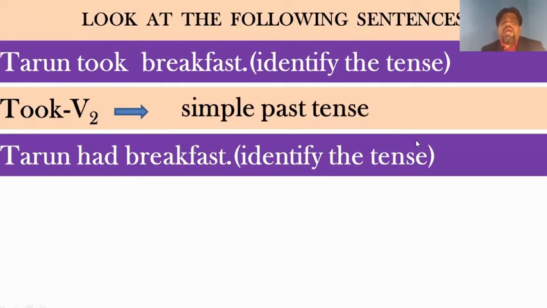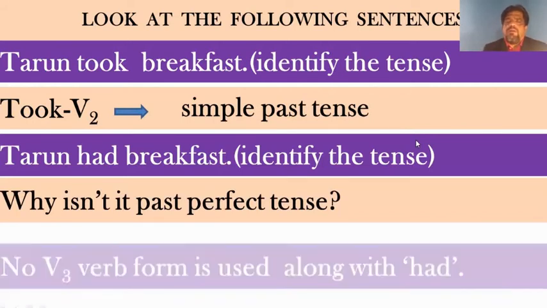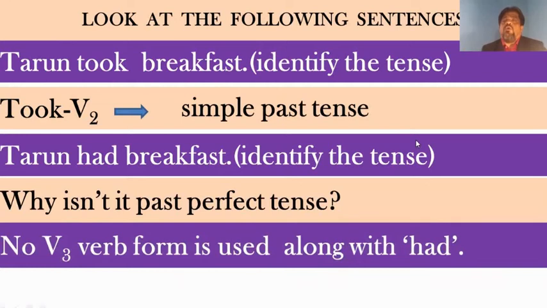Now, Tarun had breakfast. Had. Is it past perfect tense? It is not past perfect. Why isn't it past perfect? Because no V3 verb form is attached with the word had. A verb can be V3 if there is a helping verb. We find it before that.